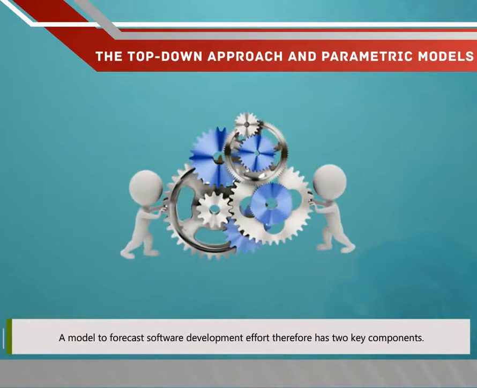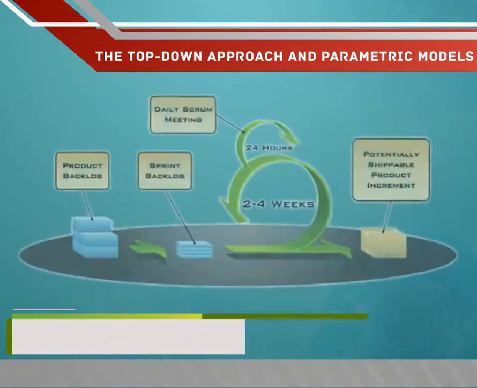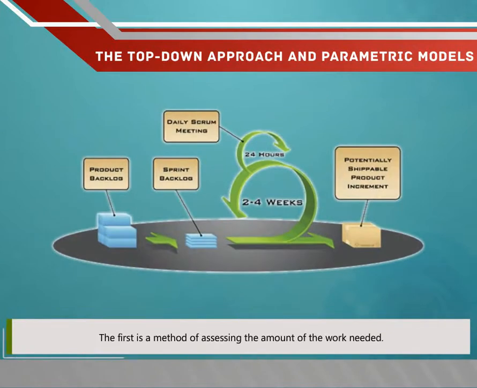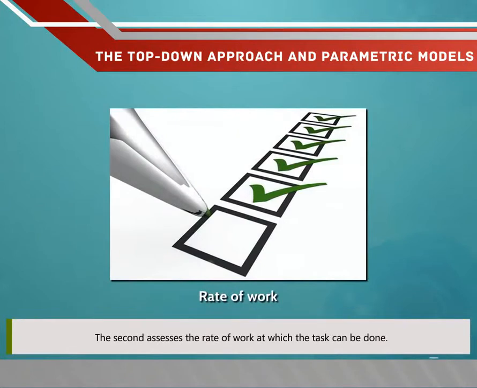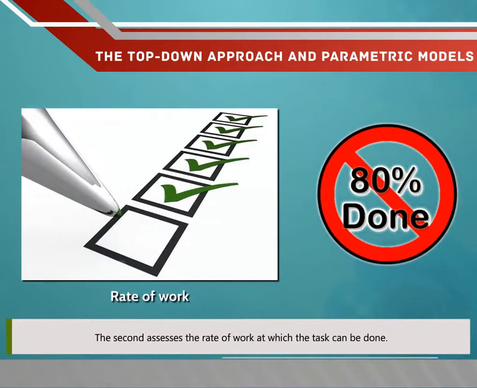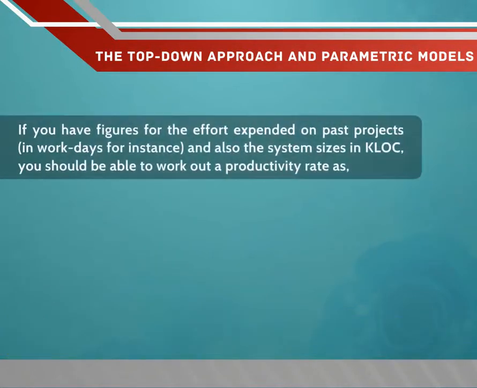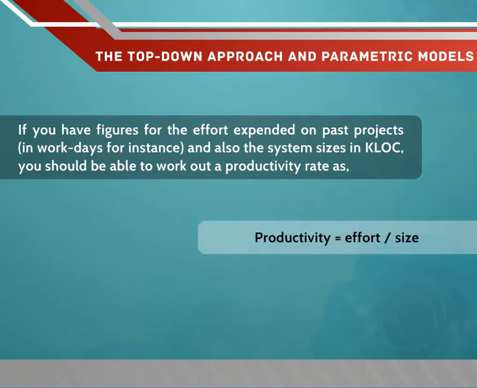A model to forecast software development effort therefore has two key components. The first is the method of assessing the amount of the work needed. The second assesses the rate of work at which the task can be done. If you have figures for the effort expended on past projects in work days, for instance, and also the system sizes in KLOC, you should be able to work out a productivity rate as productivity is equal to effort divided by size.